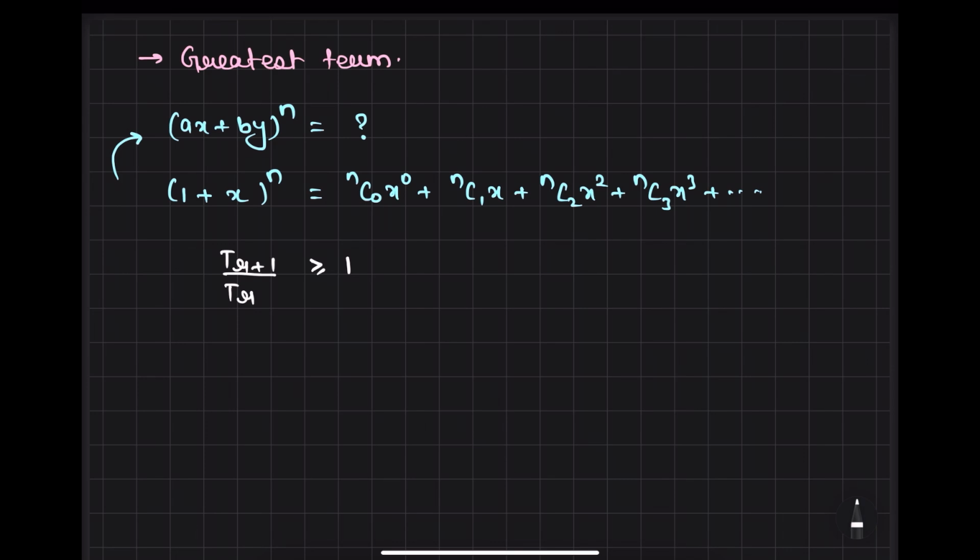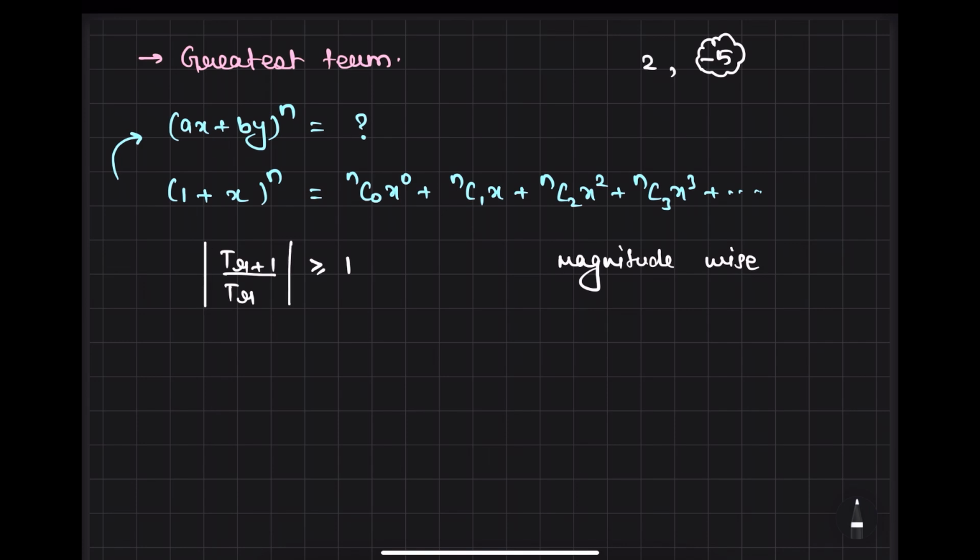Now you also know that we are interested in finding the greatest term magnitude wise. It doesn't matter whether you have a positive sign or negative sign; we are interested in magnitude. Suppose I am 2 and you are -5, so you are bigger. This is the magnitude wise greatest term, so for that I will put mod.